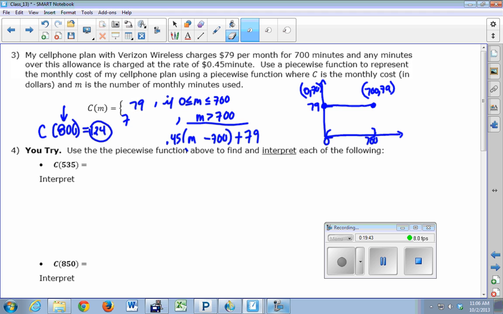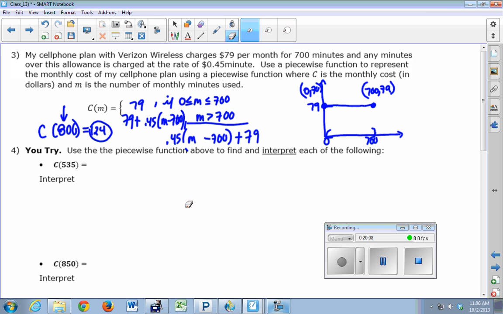So I have my cost, $79 from my previous level, and then I'm going to make some addition to that, and that's going to be 45 cents for each minute that's over 700. And the way that I represent that is by this expression, m take away 700. That's going to tell me how many minutes I am over 700, once you tell me what m is.